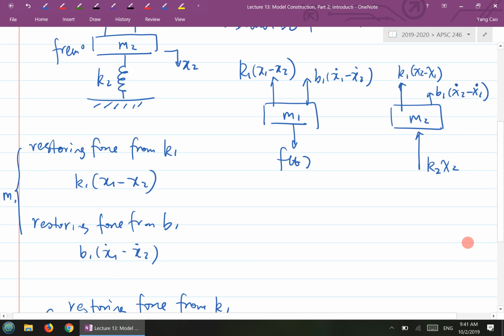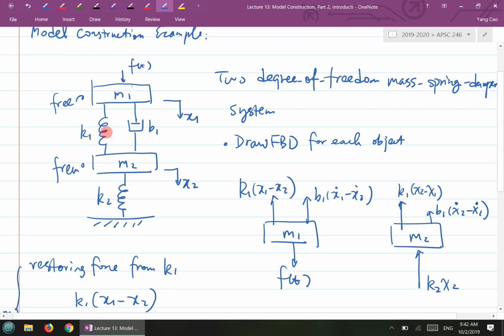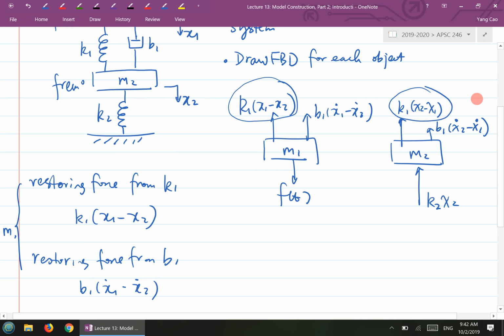And the magnitude of each one of the forces are calculated like this. So here you just have to be careful, there's a restoring force in the opposite direction of the motion. So how much is that, right? Even for the same component at the different ends, you have this sign difference here. One here is x1 minus x2, this one is x2 minus x1. And that's the whole free body diagram for both M1 and M2.